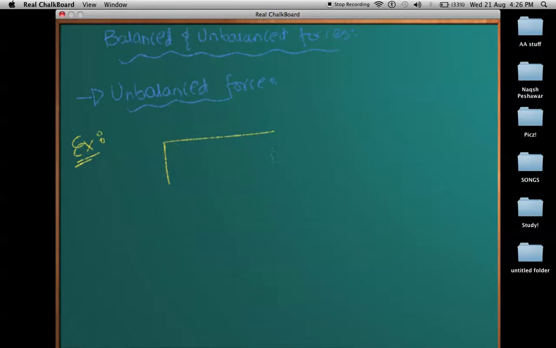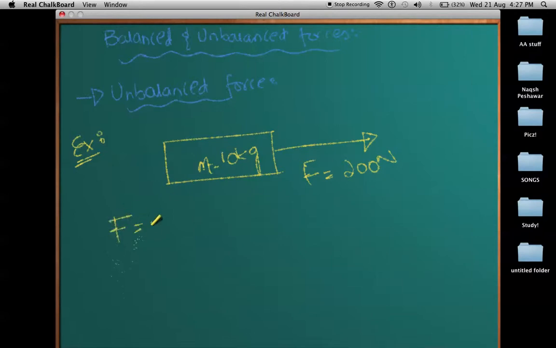For example, this is a mass. Let's say it's a 10 kilogram mass, and I'm pushing it with a force of, let's say, 200 newtons. Now you can see, if I use the formula F equals ma, there is a net force. In this case, the net force is 200 newtons. Since there is no other force, the net force is 200 newtons.